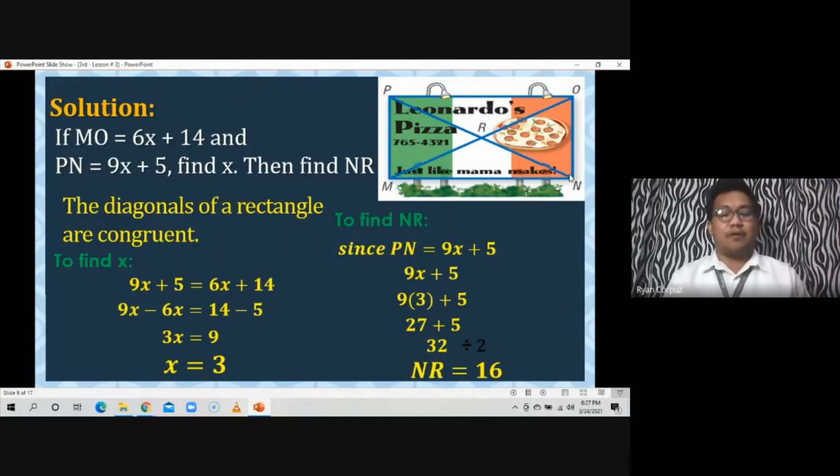Did you get example number 1? So, dalawang pinukuha natin. We only have one example in example number 1, but we are going to find two things there. So, una, we have to find x. Then before we find the measure of segment NR, we have to find out first the measure of PN. And then from that, we can find the measure of NR. Any question in example number 1? If none, let's proceed to another example.